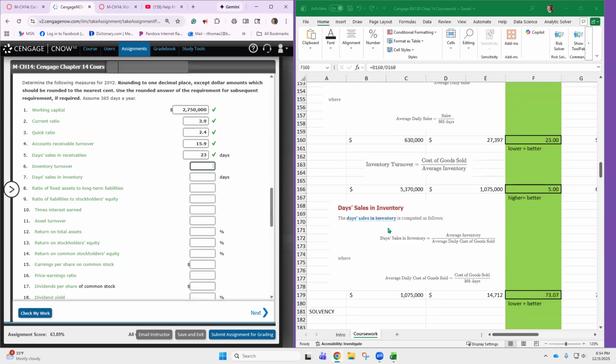Inventory turnover. Here's what we get. Inventory turnover is the cost of goods sold divided by average inventory. So I'm making my cost of goods sold show up right here, cost of goods sold. And then the average inventory is just like when we averaged accounts receivable. I'm going to add the two amounts and divide by 2.